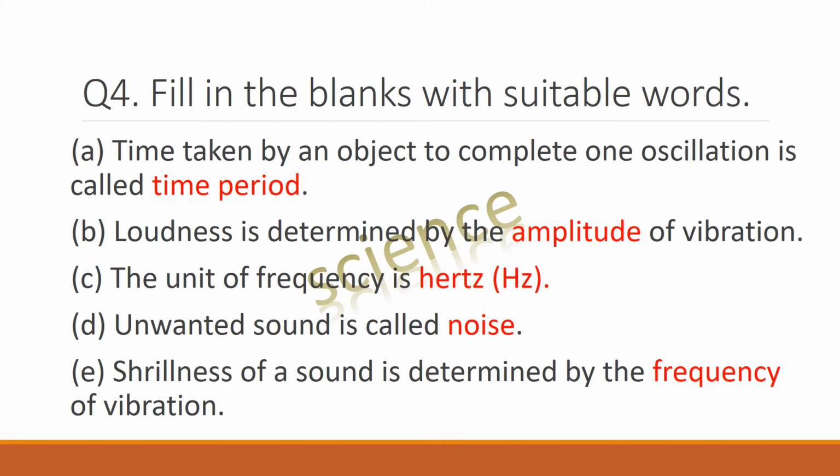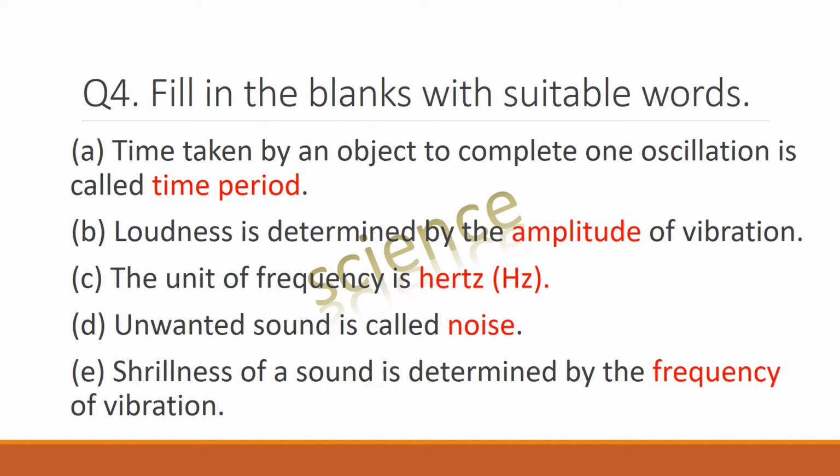Question number 4 is filling the blanks with suitable words. A part is time taken by an object to complete one oscillation is called dash. The answer is time period. B part is loudness is determined by the dash of vibration. So the loudness is determined by the amplitude of vibration. C part is the unit of frequency is dash. So the answer is hertz.